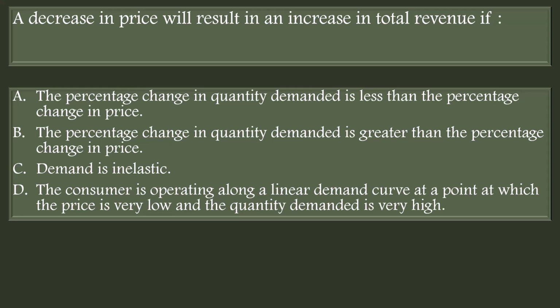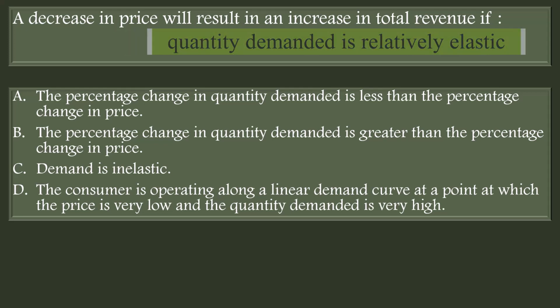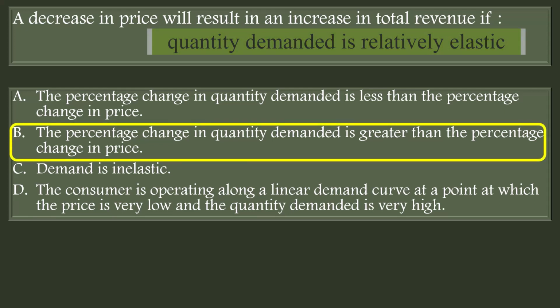The question statement can be completed as: a decrease in price will result in an increase in total revenue if quantity demanded is relatively elastic. It is the definition of elastic demand. The term total revenue from the viewpoint of sellers is the same as total expenditure from the viewpoint of consumers. Look at the statement of option B. It is also a definition of relatively elastic demand. So, option B must be your choice.